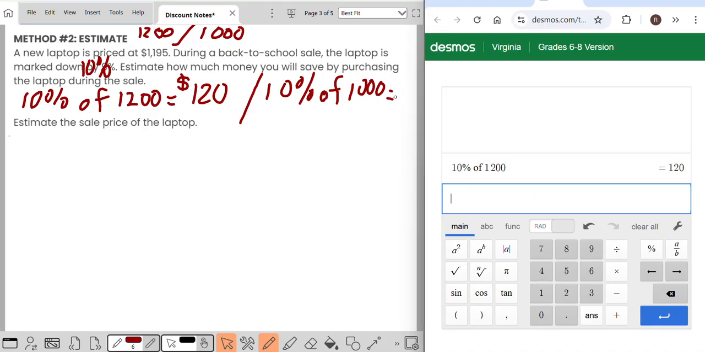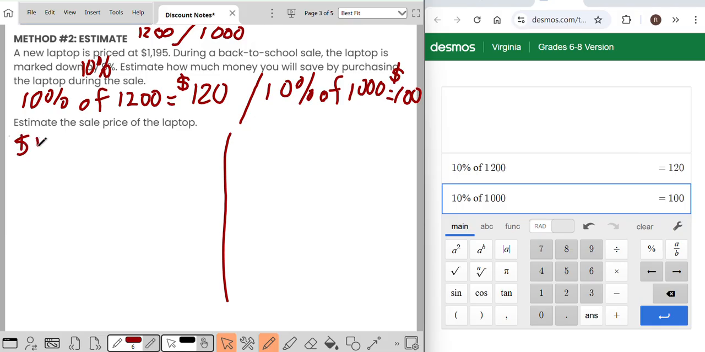So let's go to the next line. And just so we can see, 10% of 1,000. Well, that's a $100 discount. It's slightly less. Maybe it's slightly less accurate because we rounded to the thousandths place instead of the hundredths place. Okay? So now we're going to estimate the sale price of the laptop. Well, let's do the first one here.